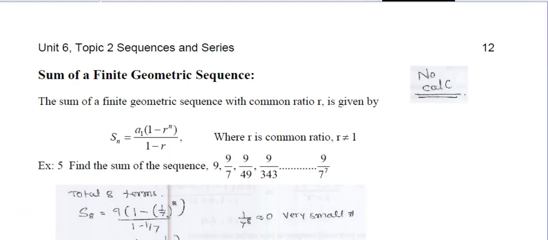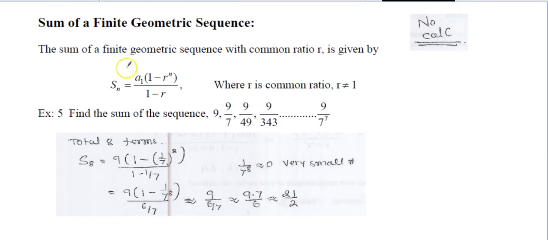Let's take a look at the geometric sequence and the sum of the geometric sequence. This is going to be our focus in this part. So one more time, calculator is not allowed. So let's check this formula. This formula is given to you.